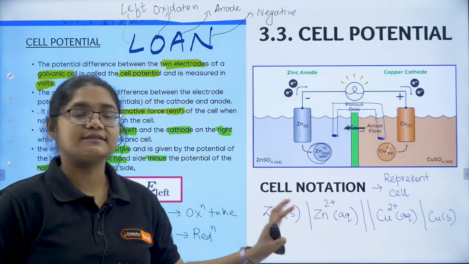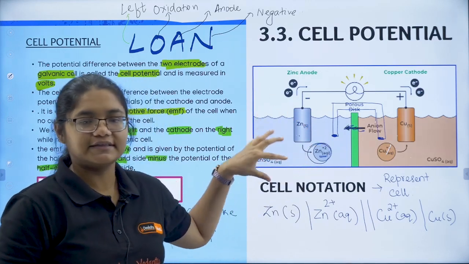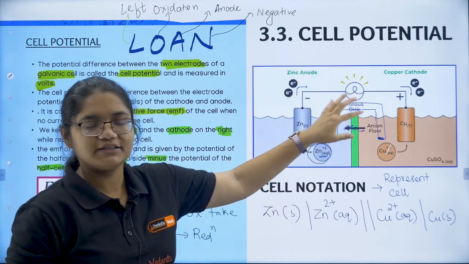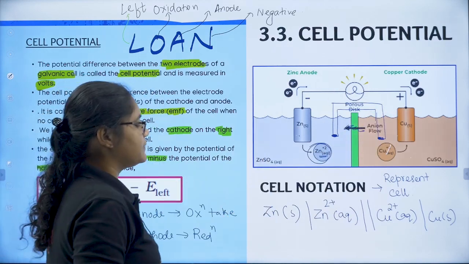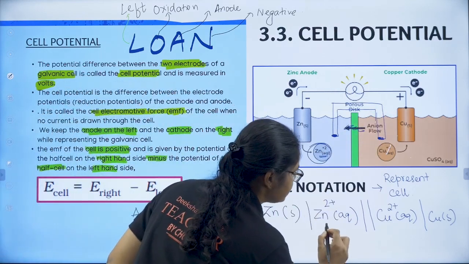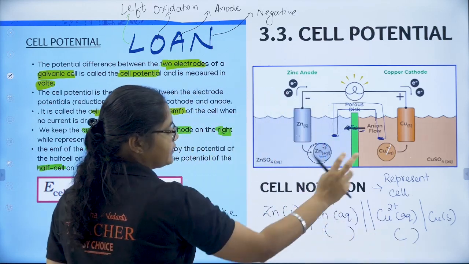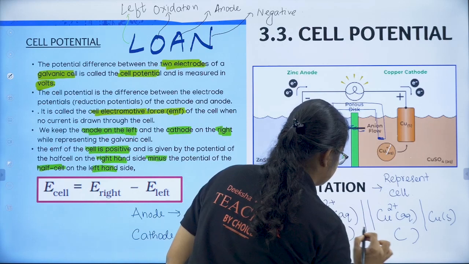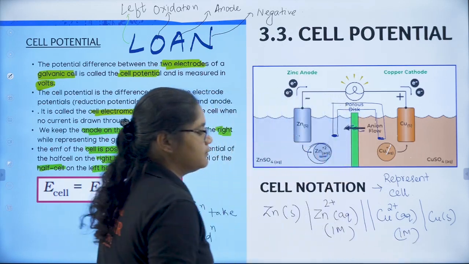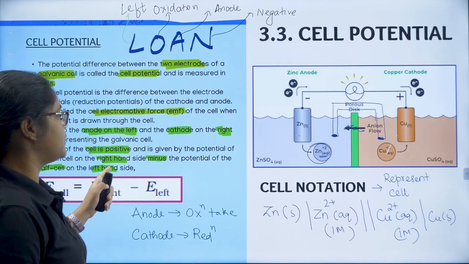So that is how the cell notation is written. Start from the left hand side: zinc rod, zinc electrolyte, salt bridge, copper electrolyte, copper rod. And the concentration is also mentioned. For these two, because these are electrolytes, their concentration will also be mentioned. For now we have considered it as 1 molar, so I will write 1 molar. Clear? Okay, so you have understood everything now.